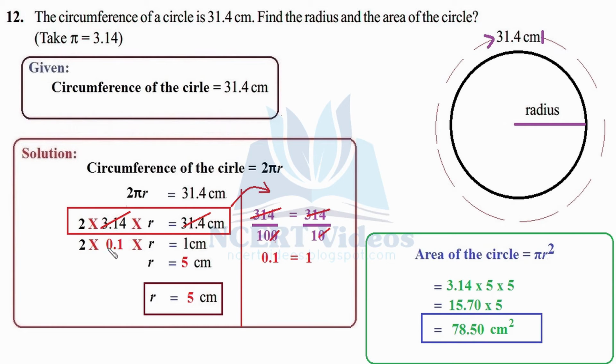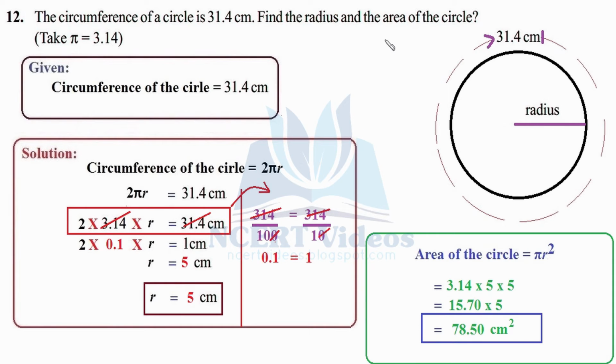So 2 into 0.1 into r equals 1 centimeter. We have to keep r only on the left-hand side. The rest has to be taken towards the right-hand side. So on the right-hand side we have 1 centimeter. This whole thing gets divided here because it is getting multiplied. So we have 1 centimeter over 2 into 0.1, or the other way is simply multiply it here. So it will be 0.2 or 2 over 10. Solve it. It is 1 over 5. So here we have 1 over 5 and 5 gets multiplied on the right-hand side. So r is 5 centimeter.